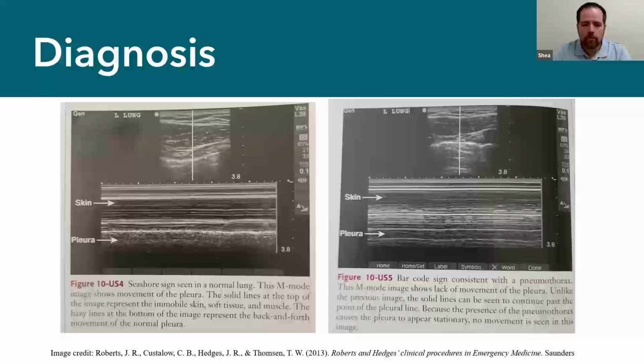On the other side here, it's commonly called the barcode sign, where you lose that differentiation, right? All the lines look the same. It looks like a barcode you might scan in your self-checkout or whatever. That's what you're seeing here, and that's a sign that there's a pneumothorax there. And so ultrasound is one of the main ways we're going to diagnose this. It's better than chest X-ray ultimately for these smaller, more subtle pneumothoraces.